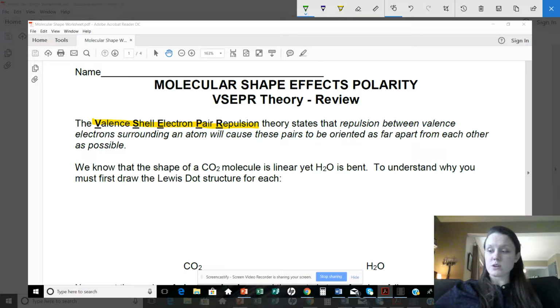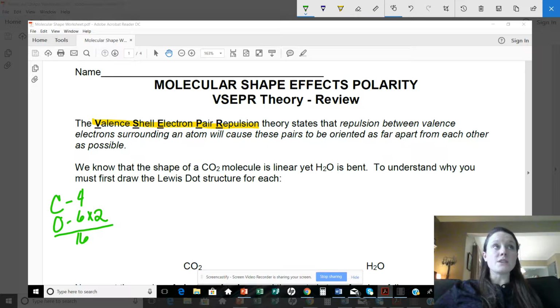Okay, so if we start with our carbon dioxide example, if you remember, the first step in drawing any Lewis structure is to count the total number of valence electrons. Carbon has a total of 4 valence electrons. Oxygen has a total of 6. I have 2 oxygen atoms in my molecule, so I have to multiply 6 by 2, which gives me a total of 16 valence electrons.